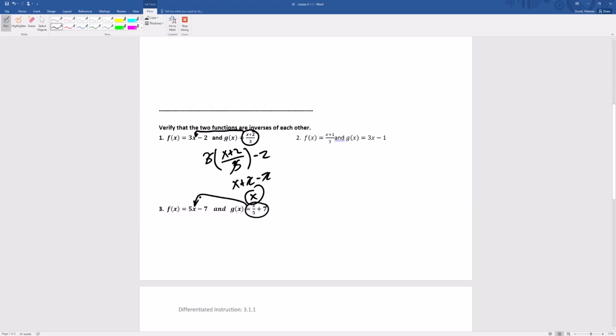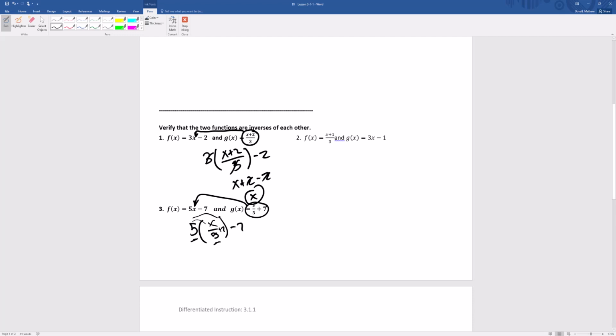If I take this and I plug that in, I get 5 times x over 5, plus 7, and then minus 7. Now, nothing cancels out here. Nothing's going to reduce there. So because nothing's going to cancel out and nothing's going to reduce, they will not undo each other, right?